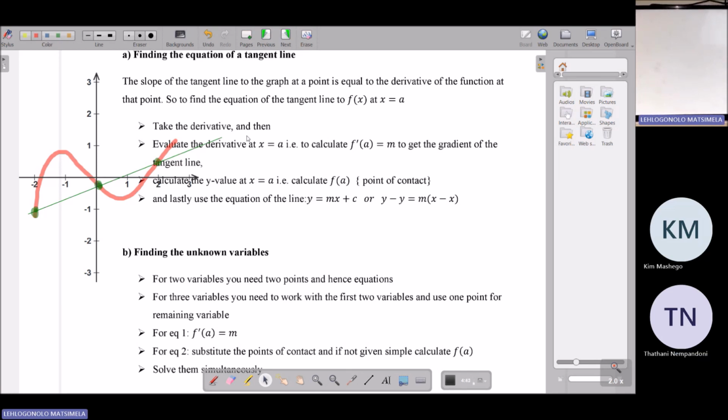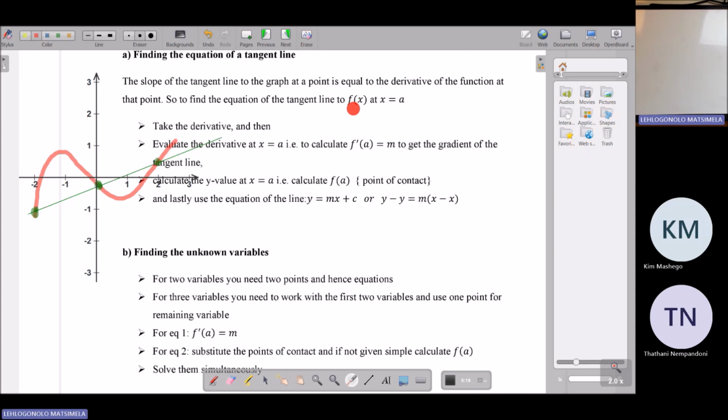How do we then find the gradient? They say that the slope is a gradient. When they say slope is a gradient, it's the first derivative we're talking about. The first derivative, don't forget that, of the function at that point. So to find the equation of the tangent line.